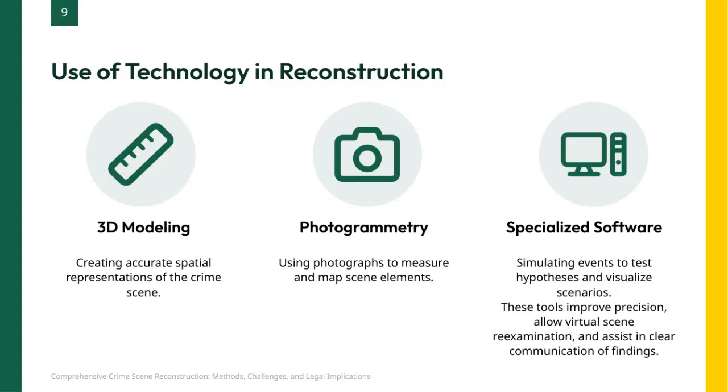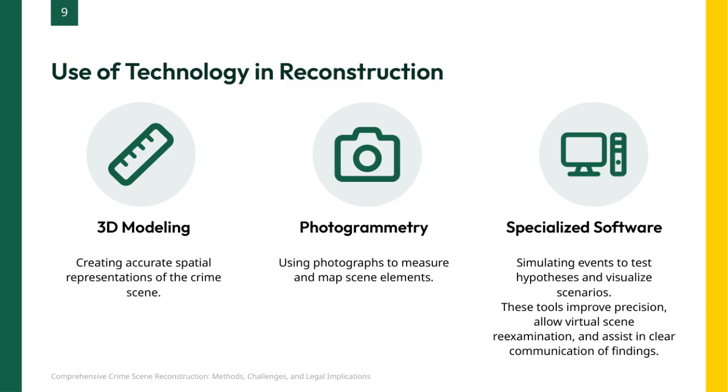When it comes to reconstruction, technology plays a crucial role in enhancing accuracy and clarity. One key tool is 3D modeling, which allows us to create precise spatial representations of the crime scene. This helps us understand the layout and relationships between elements more clearly. Another important technique is photogrammetry, where we use photographs to measure and map different parts of the scene accurately. This method provides detailed documentation without the need for direct physical measurements.